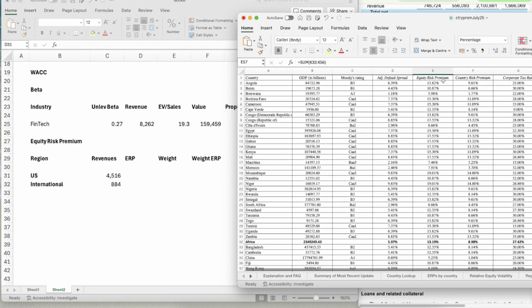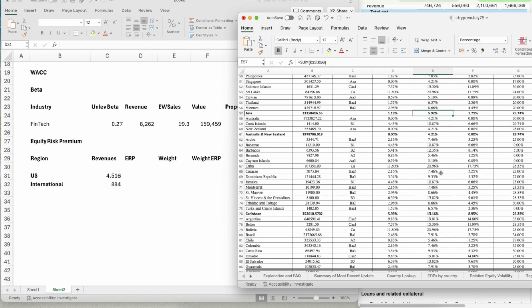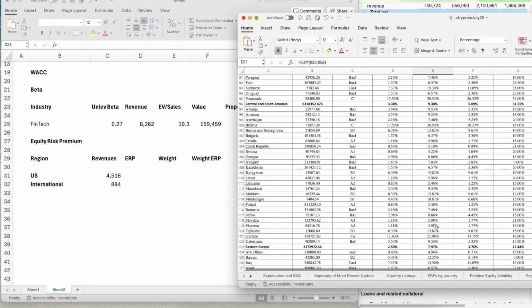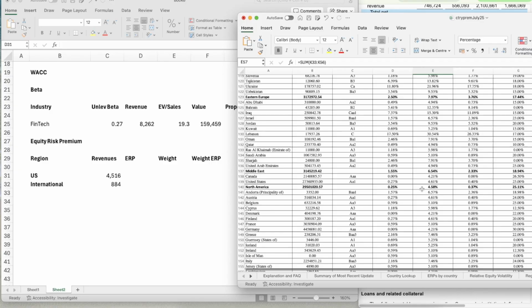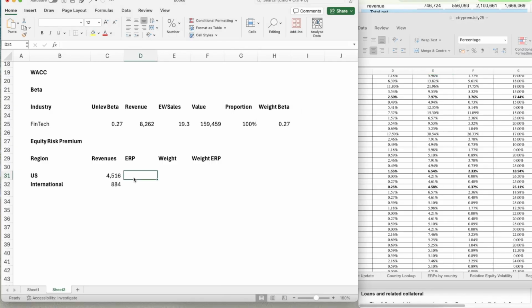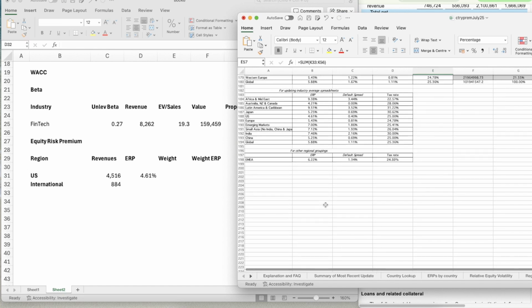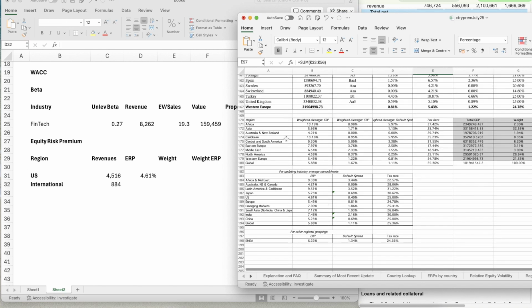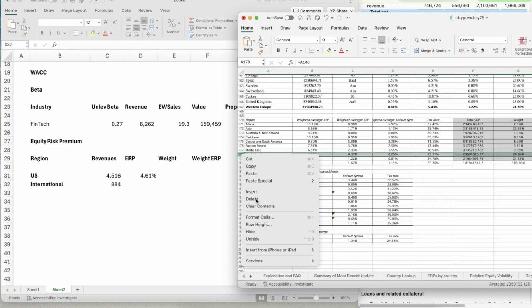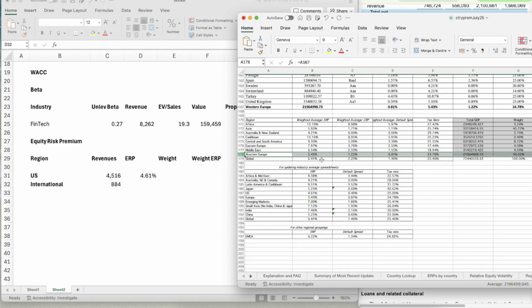So for the US, the ERP on here is 4.61%. We use equity risk premium on here, 4.6%. The rest of the world, what we'll do down here, this one, we will delete the North America row, and whatever comes up here will be our rest of the world, 6.41%.